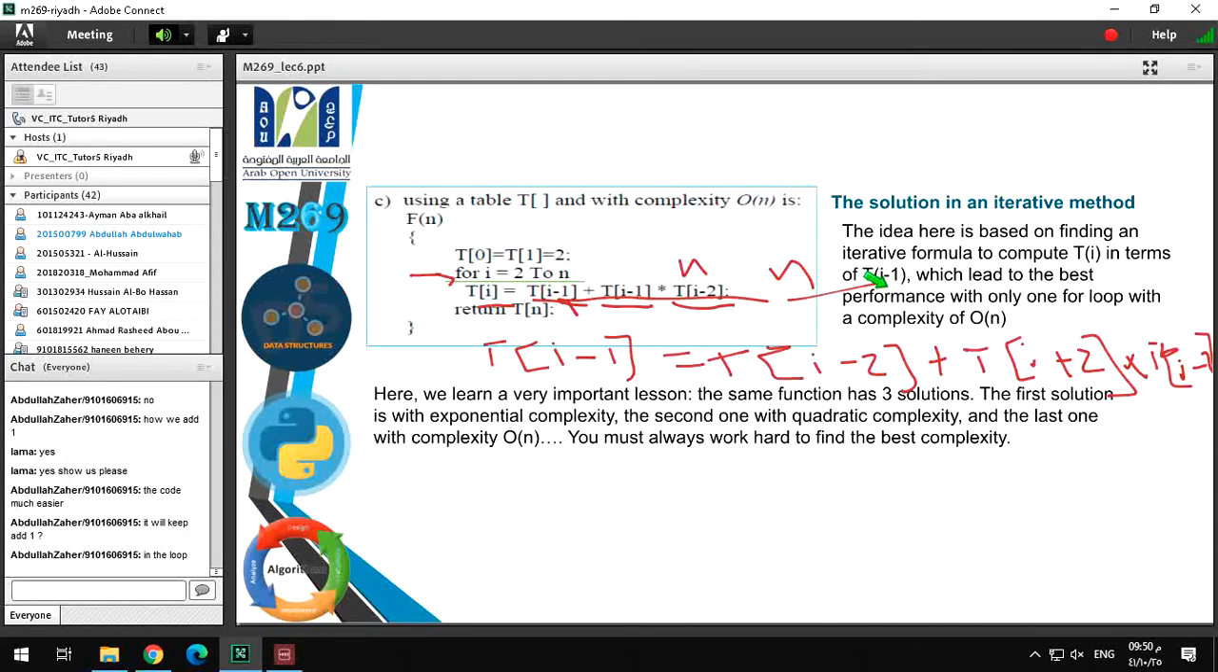So what is the point of what we are saying here? The point is that the same problem can be solved using 3 different techniques. One of them takes 2 to the power n, the second takes n to the power 2, and the third takes n. So it's about how smart you can build your system to be much more efficient with less complexity.